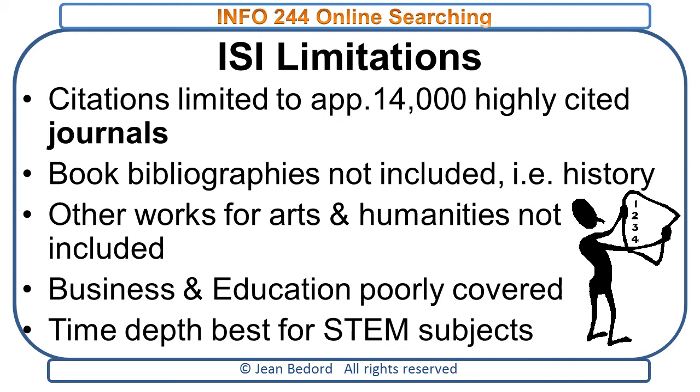These disciplines rely primarily on journals for scholarly publication, and with coverage dating back to the early 1900s. However, outside this area, other disciplines such as history rely more on books and monographs. In the area of arts and humanities, there really isn't an equivalent for creative works. And then in education and business, these are also poorly covered, so that other methods are used in these areas.